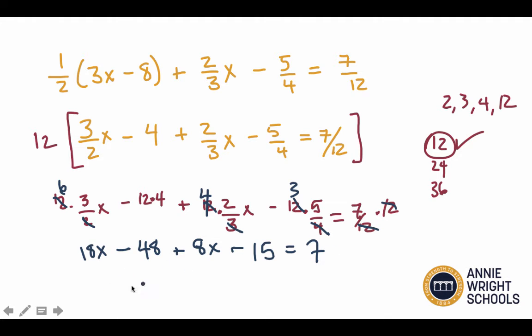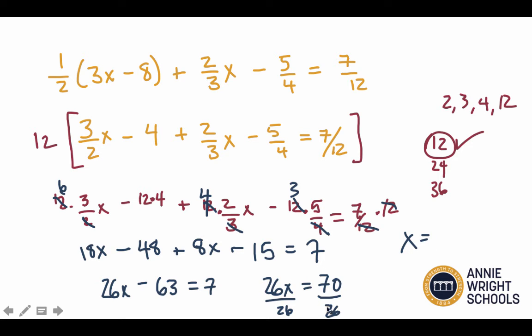So at this point, by collecting like terms, I get 26x minus 63 equals 7. Then I add 63 to both sides, and I get 26x equals 70. Then I divide everything by 26. And there I have my answer for x. X is equal to 70/26. Now, like we talked about in class the other day, recognizing 70 and 26 as both even numbers, I know I can divide both by 2 and get 35/13. So that's about as hard as it can get.